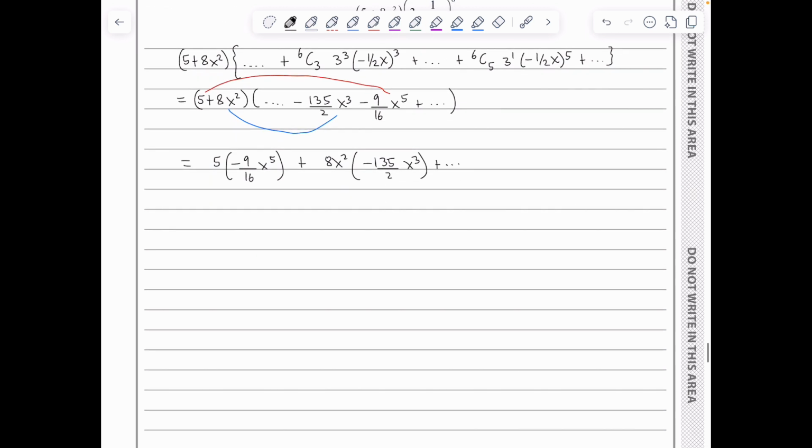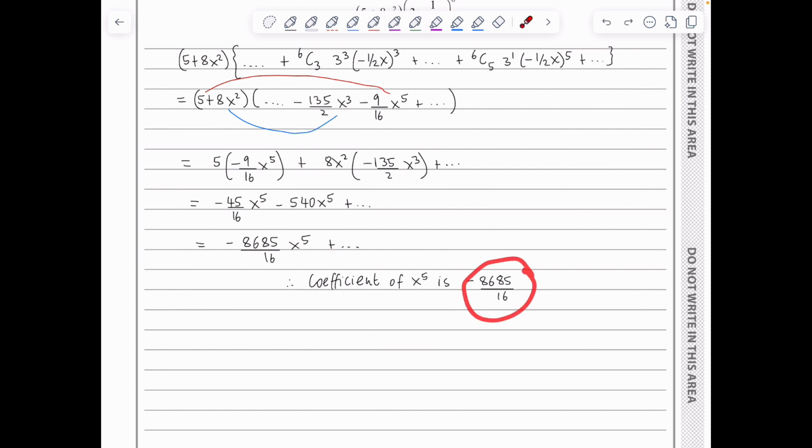Now this is giving me minus 45 over 16 x to the 5 minus 540 x to the 5 plus dot dot dot, which if I combine together will give me minus 8685 over 16 x to the 5 plus dot dot dot. And therefore we conclude that the coefficient of x to the 5 is minus 8685 over 16.